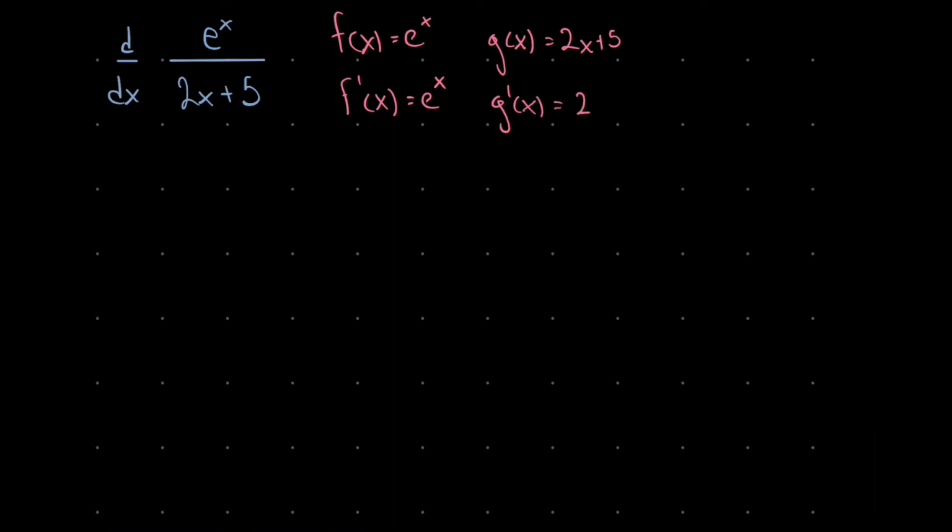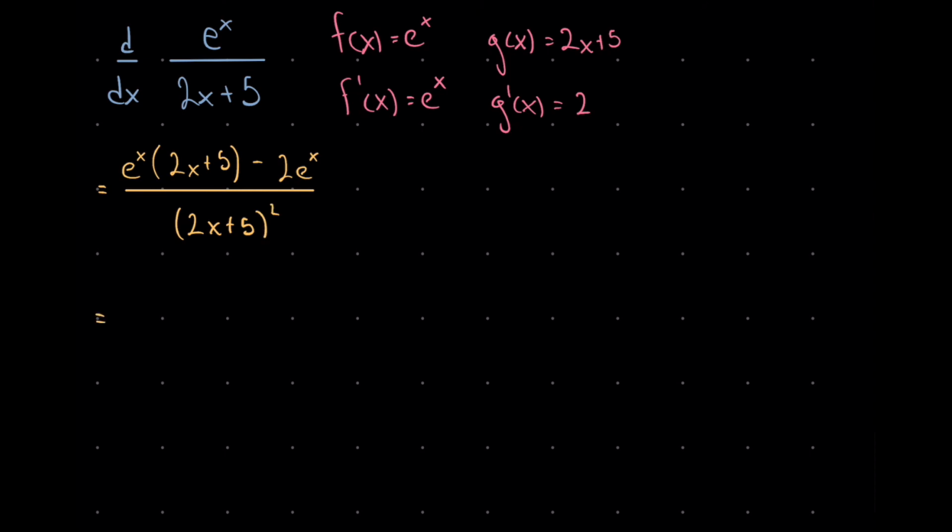And so now if we use the quotient rule, we get that this derivative is equal to f prime x times g of x. So we have e to the x times 2x plus 5. And this is minus, we have f of x times g prime x. So e to the x times 2, we get 2 e to the x. And that's all over the denominator squared. We have 2x plus 5 squared.